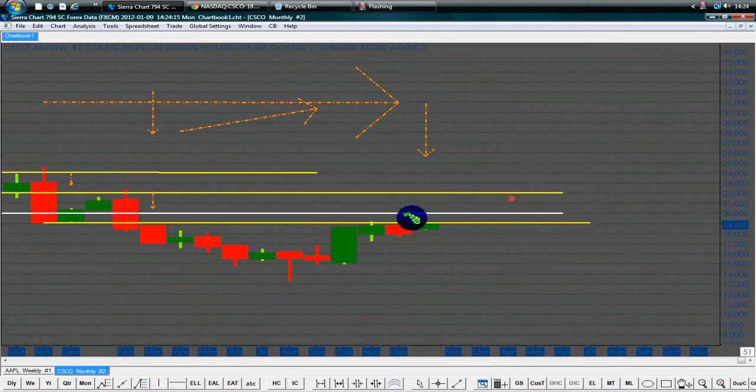Now today, this is where Cisco is. Today is the 9th of January 2012. We are retesting this important level. I don't want to sell Cisco. I don't want to sell Cisco.